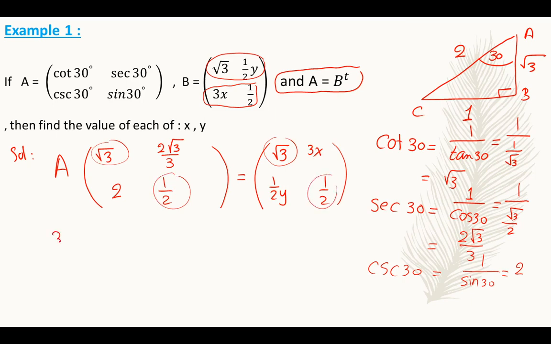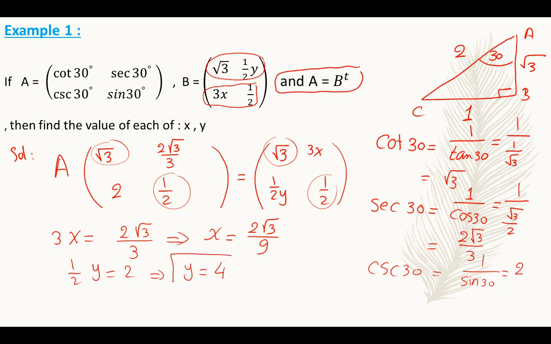So now 3x will be equal to 2 root 3 over 3. Divide by 3, so x will be equal to 2 root 3 over 9. And now we have half y equals 2, so y will be equal to 2 divided by half, which is 4. So now y equals 4.